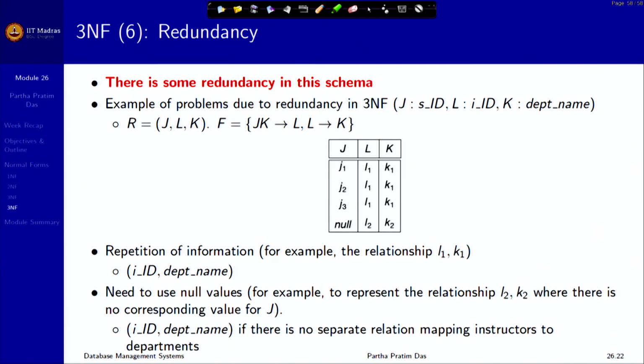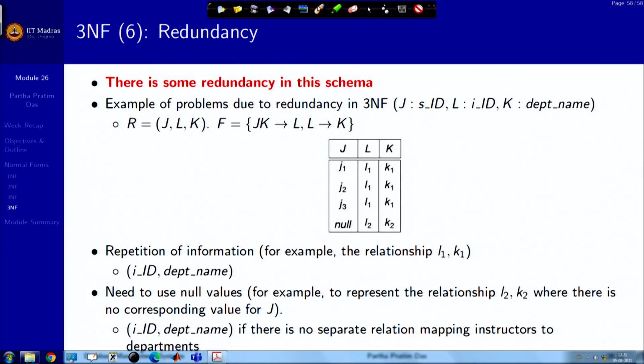Now, before we close, let me just show you that this 3rd normal form relation may also have redundancy. Just to make the writing simpler, I have used some coding: J for SID, L for IID and K for department name. So, this is how it looks like. JK determines L, and L determines K.